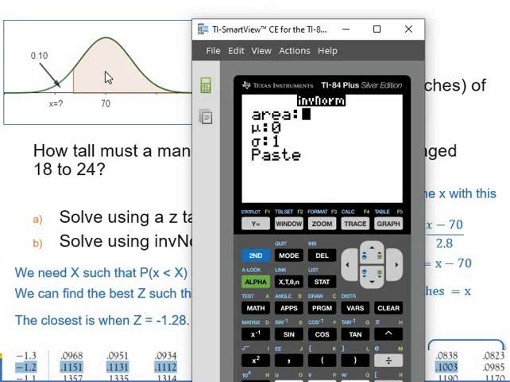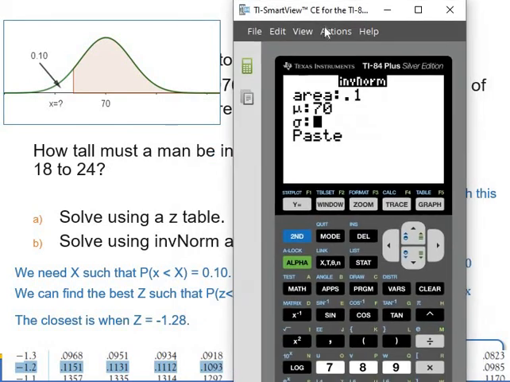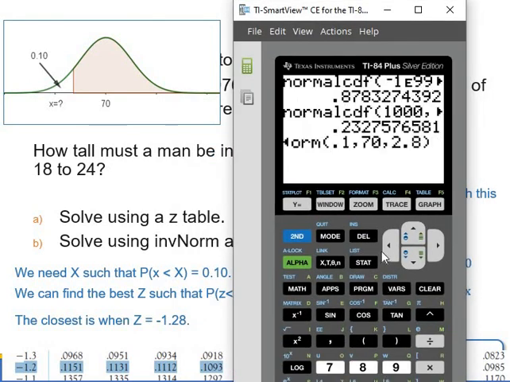Like in this picture, we have 90% above it, 10% below it. We have to put the 10%. It has to be the area to the left. And then you give the mean and the standard deviation, which would be 70 and 2.8. And I can paste that on the screen.